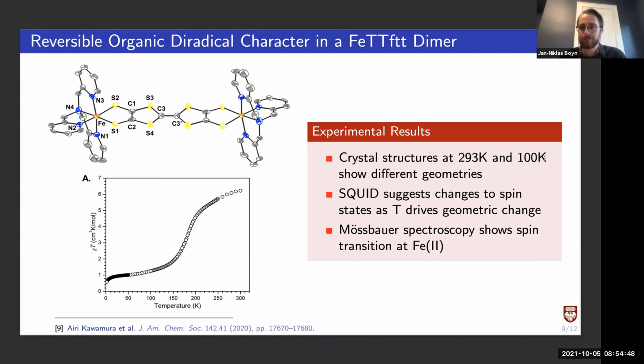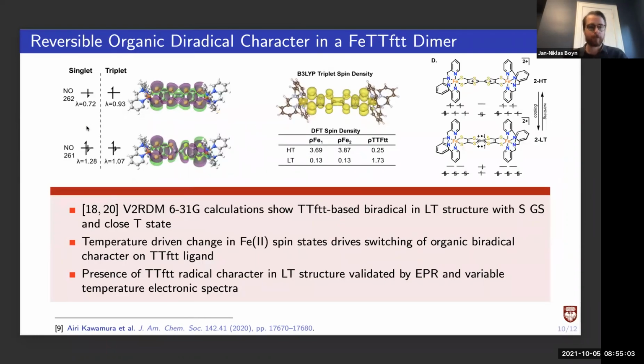They took crystals to extract crystal structures at room temperature and 100 Kelvin, and we actually see that there are significant structural differences. The central CC bond has different lengths, and the coordination environment around the iron is slightly different. So we took the low temperature crystal structure and ran pretty large 18,20 active space variational 2RDM calculations on these. And what we see is that we have an open shell singlet ground state with a very, very low lying near degenerate triplet state.